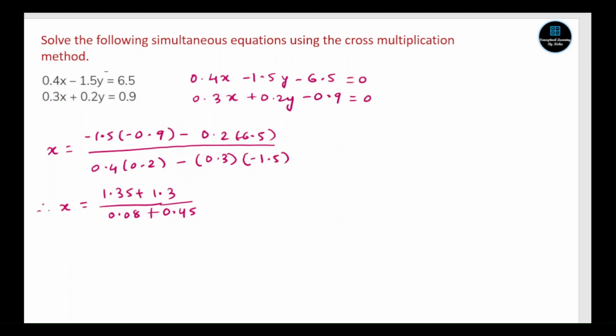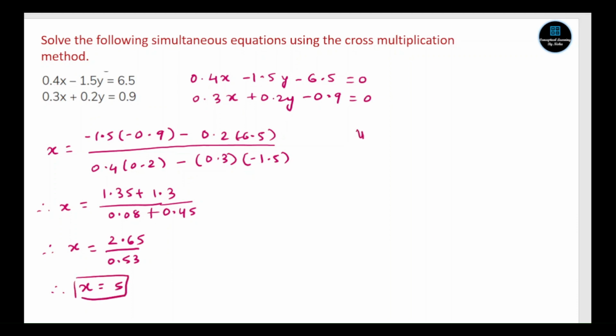So avoid all the silly mistakes while calculating this, multiplying all the numbers, right? For example, instead of writing 0.08, students are writing simply 0.8. Then your entire answer will be wrong. So be careful while doing the calculations. And then we'll get the value of x as 5.